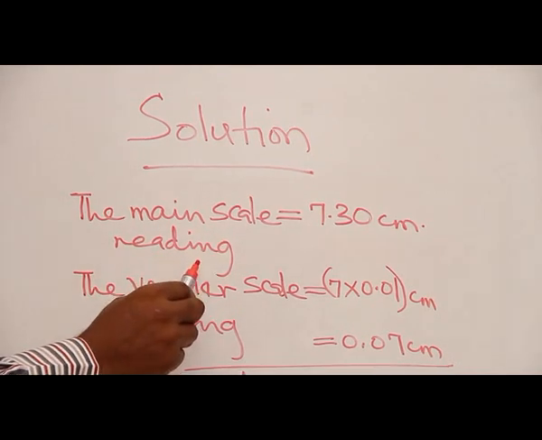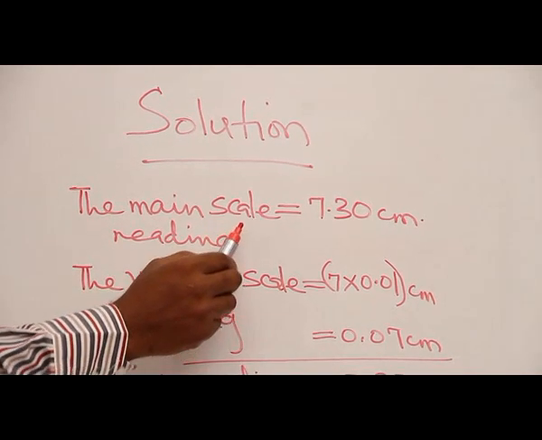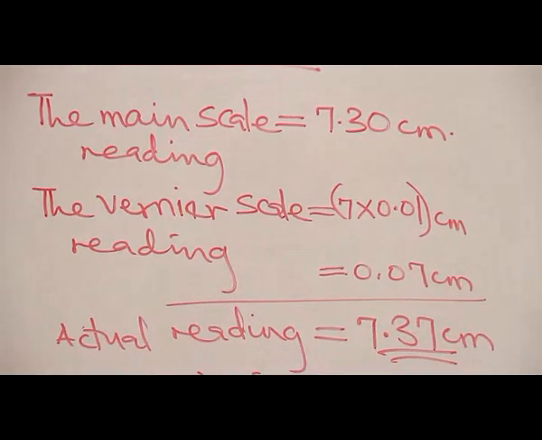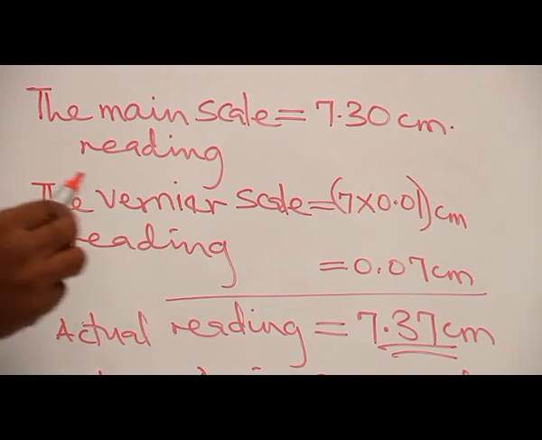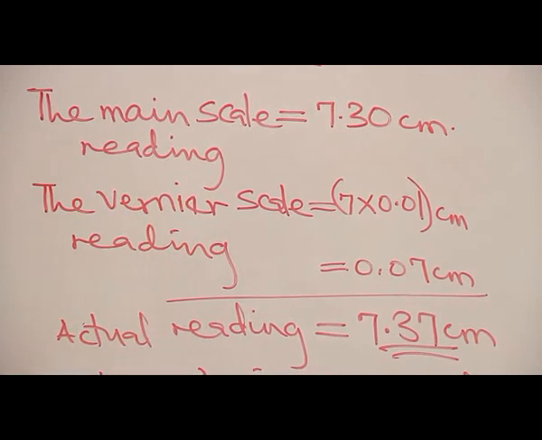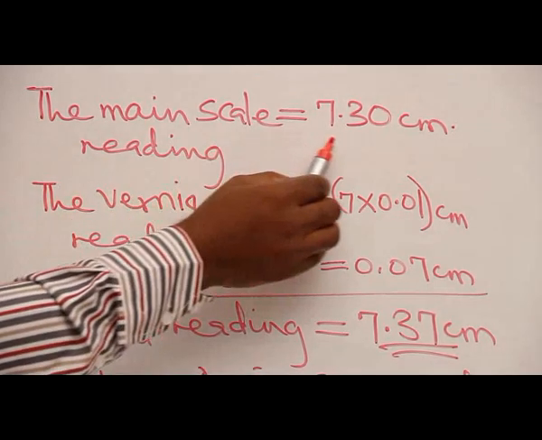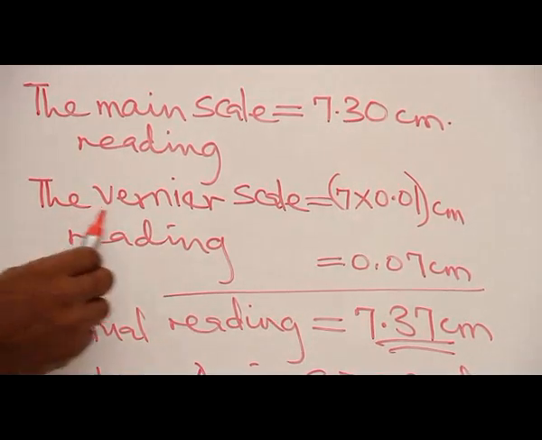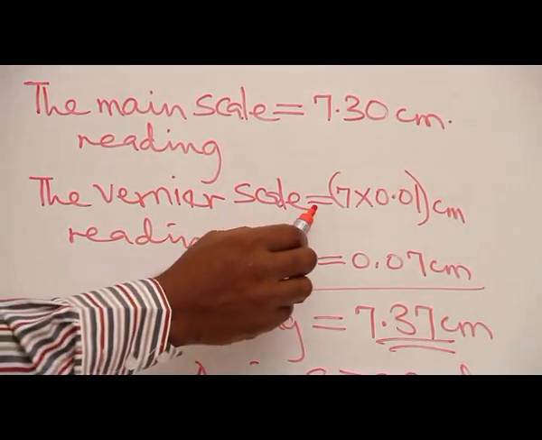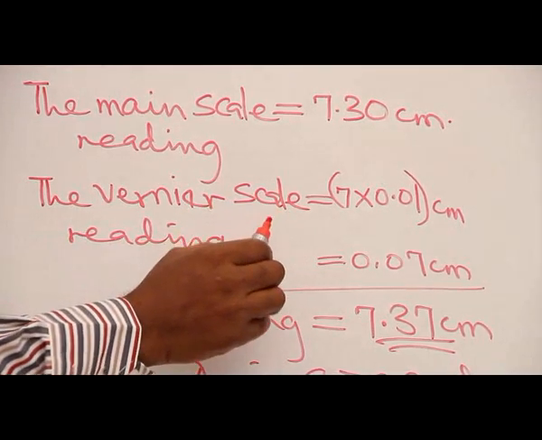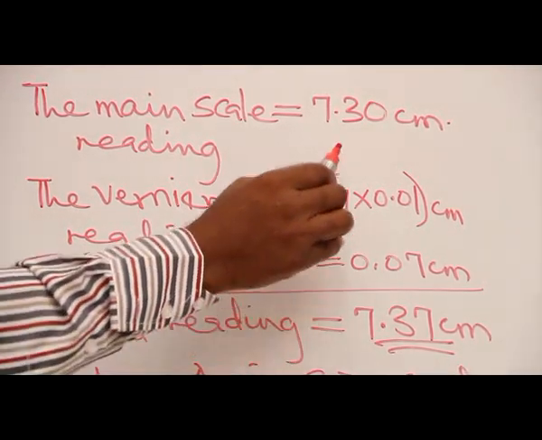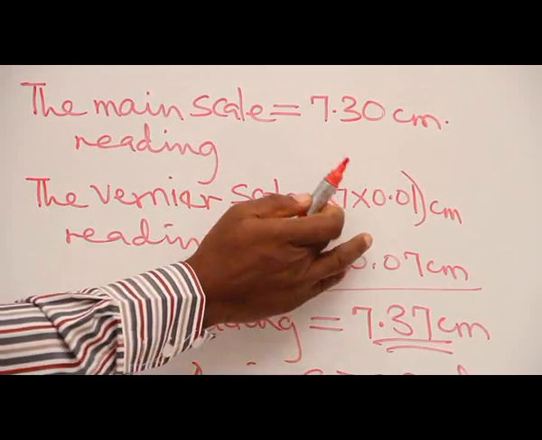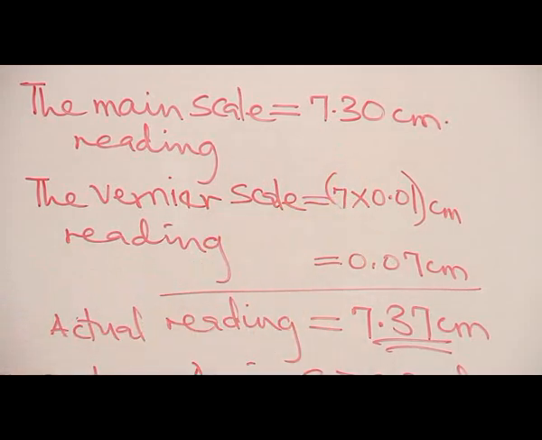The main scale reading, which is the mark or the graduation of the main scale where the main scale and the beginning of the vernier scale meet, gives a value of 7.0 centimeters. The vernier scale reading is the point where the vernier graduation aligns or coincides with a mark or graduation on the main scale. And the number that falls on that mark is number 7 on the vernier scale.